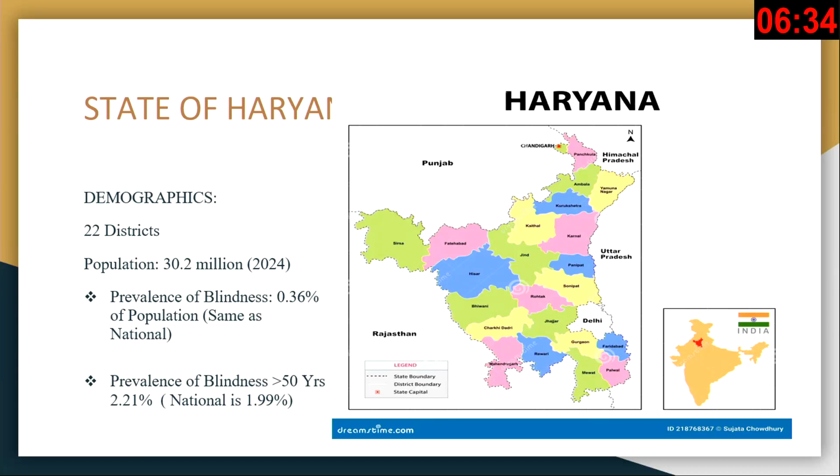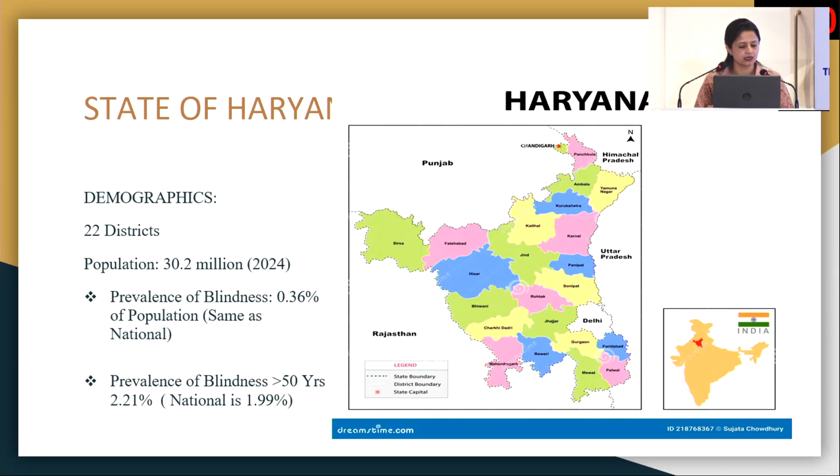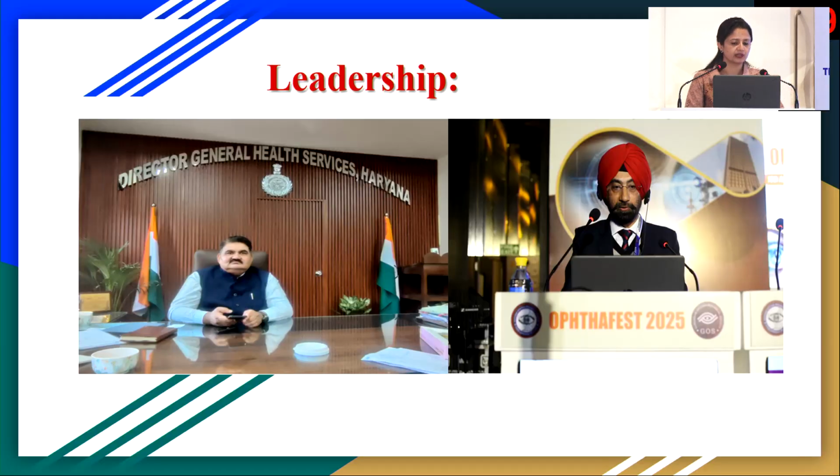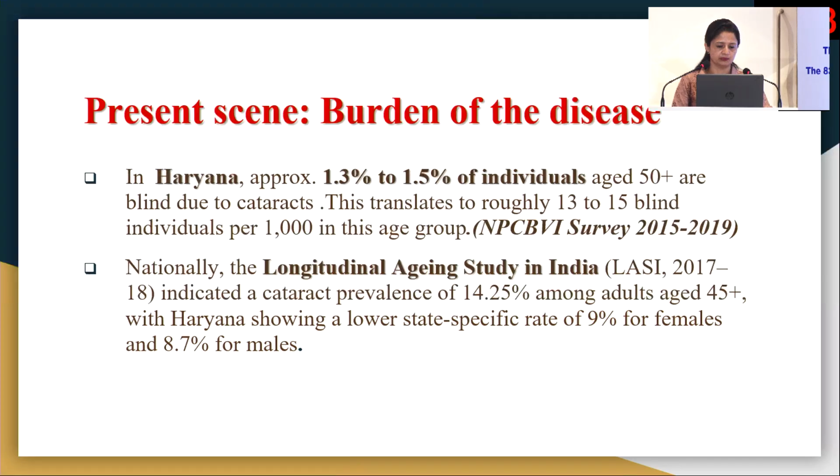The prevalence of blindness in the population is the same as the national, 0.36%, and the prevalence of blindness in those more than 50 years of age is 2.21%, whereas the national one is 1.99%. Under the leadership of Director General Health Services Haryana, Dr. Kuldeep Singh, and the State Program Nodal Officer, Dr. Jagdeep Singh Basur, the NPCB works for the betterment of the people.